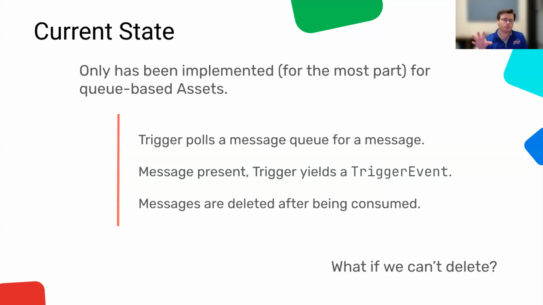So again, event-driven scheduling has really only been implemented for queue-based assets. SQS and Kafka are two of the big ones. I believe there might be one or two other PRs out there. Again, the workflow trigger pulls a message queue. If it's present, it yields a trigger event. Now, messages being deleted is the basis of this, right? So when a message is deleted, it's no longer in the queue. The next time my trigger fires, there is no message there, right? That message is gone. However, that's not really a viable pattern for other assets.